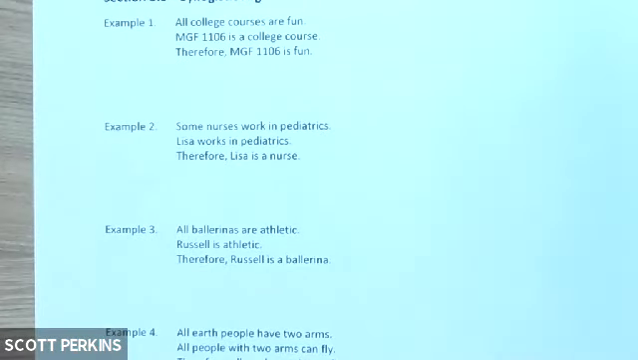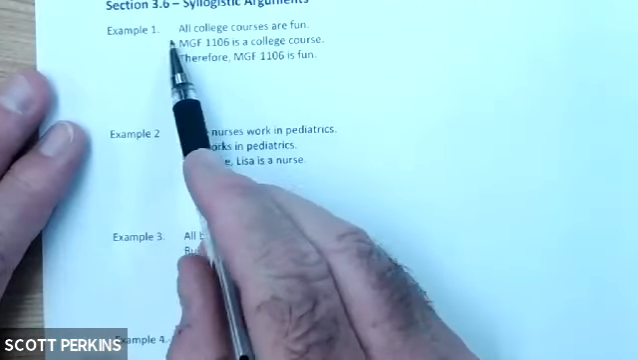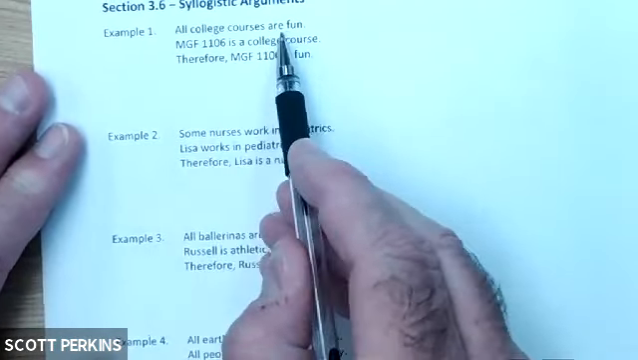So I'm going to start with the first one. Just like our symbolic arguments that we were doing with logic, the same sort of thing holds. This is my example. All college courses are fun. MGF 1106 is a college course. Therefore, MGF 1106 is fun. Just to let you know, these first two things are called the premises, just like before. And what comes after the "therefore" is the conclusion, just like before. So no difference in terminology from the previous section. That's good. I would hate to have to change the terms.